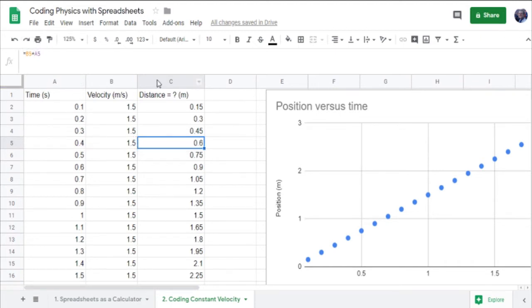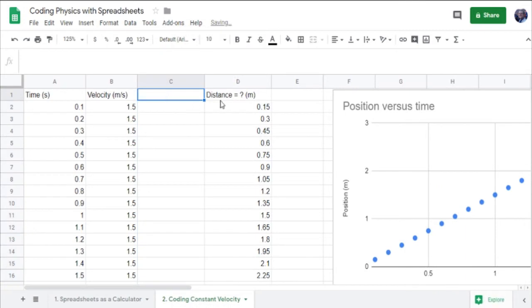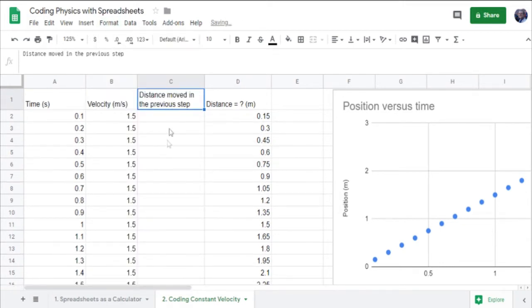What I want to do instead, I'm going to add in a column here. So I'm going to right click on here. I'm going to say insert one to the left. And instead of getting the total distance here, I want the distance moved in the previous step. And that is a long name, so let me turn on the text wrapping. There we go. When I say step, what I mean is going from time t equal to 0.1 to time t equal to 0.2, from 0.2 to 0.3, 0.3 to 0.4. So each one of these cells is a step. In fact, maybe I should just call it previous cell.